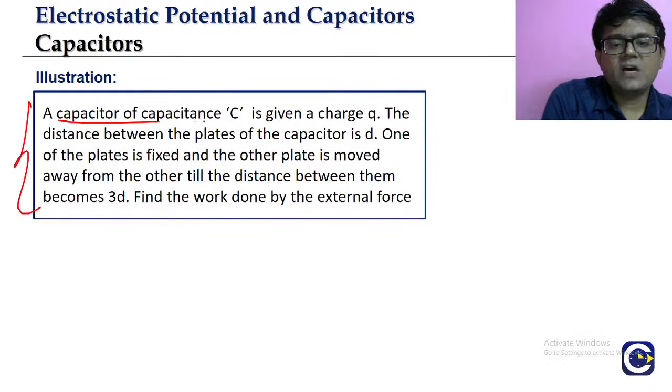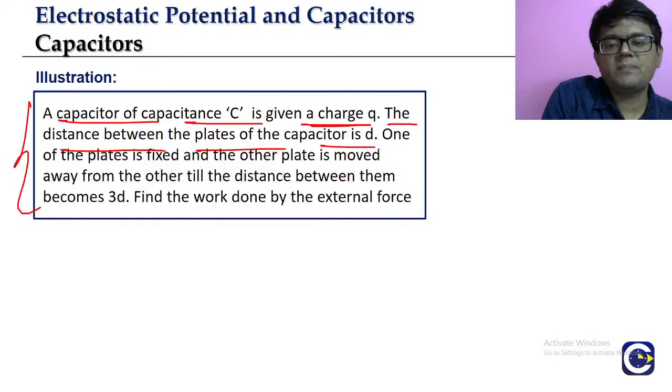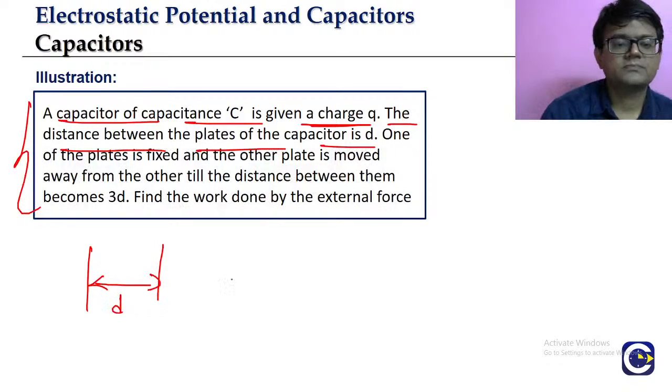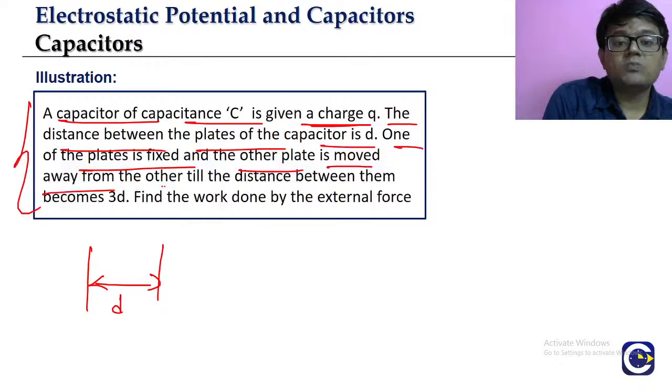A capacitor of capacitance C is given a charge Q. The distance between the plates of the capacitor is D. One of the plates is fixed and the other plate is moved away till the distance between them becomes 3D.